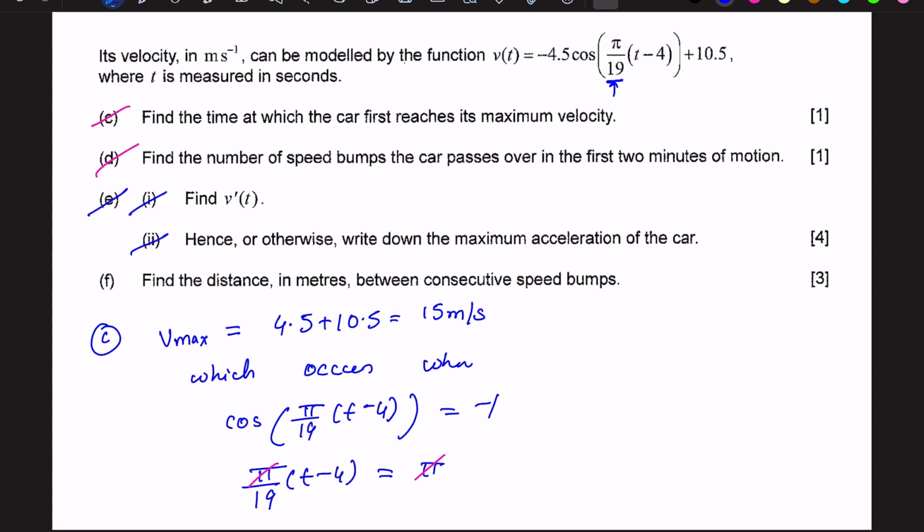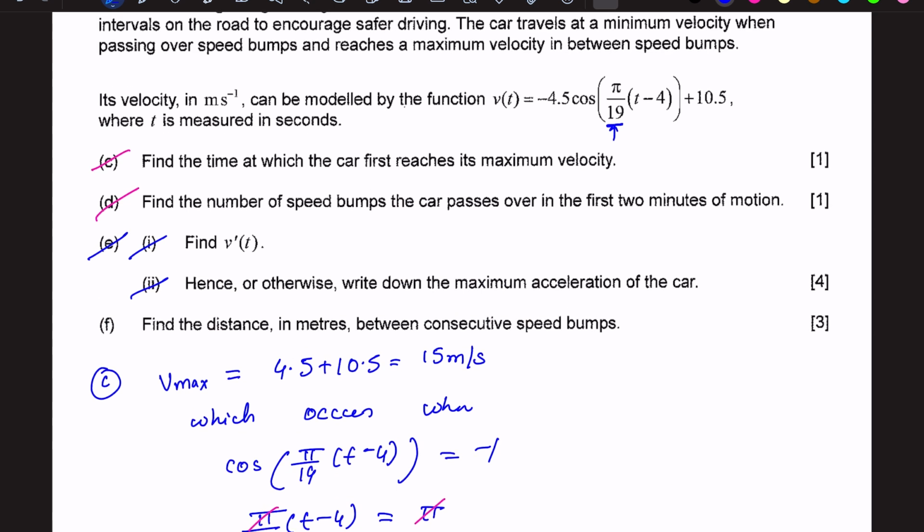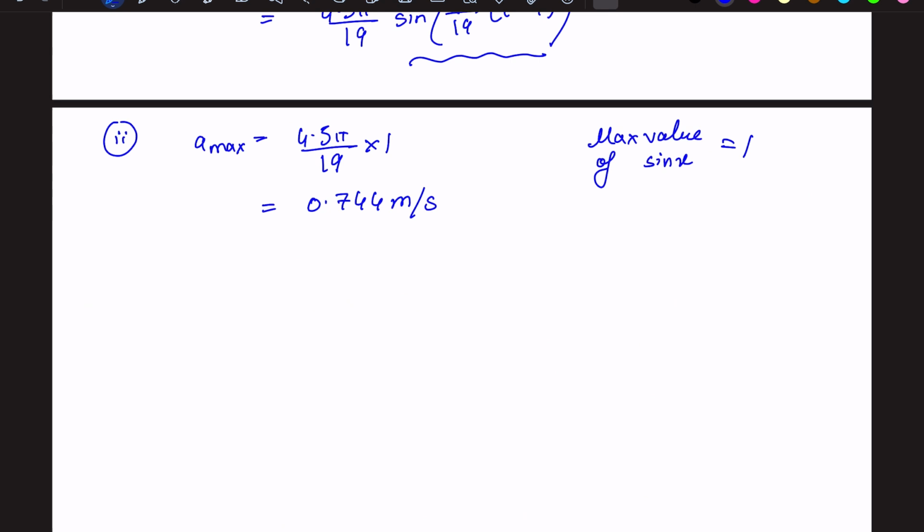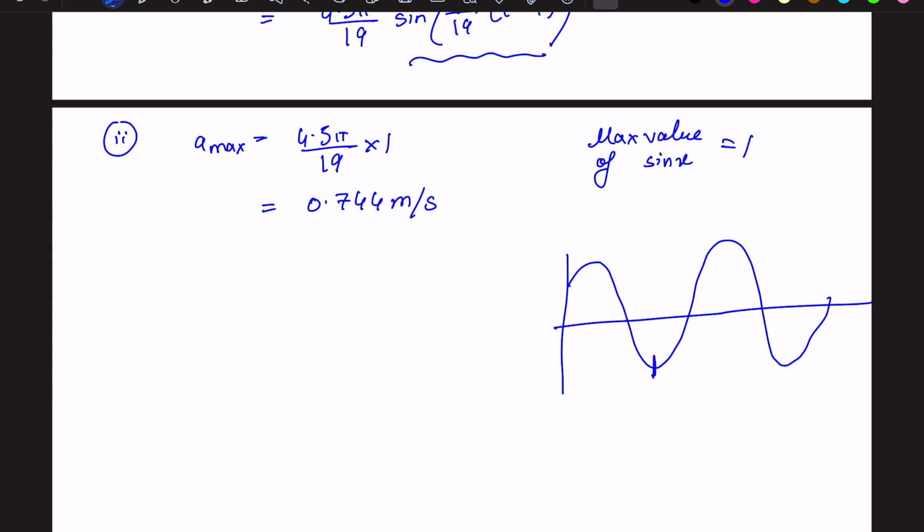Now the last part, we have to find the distance between two consecutive speed bumps. If I draw a curve like this, two consecutive speed bumps means I need to find the wavelength, basically the distance covered between this point and this point, which is the distance covered in one time period. So for part F, we can find the displacement.